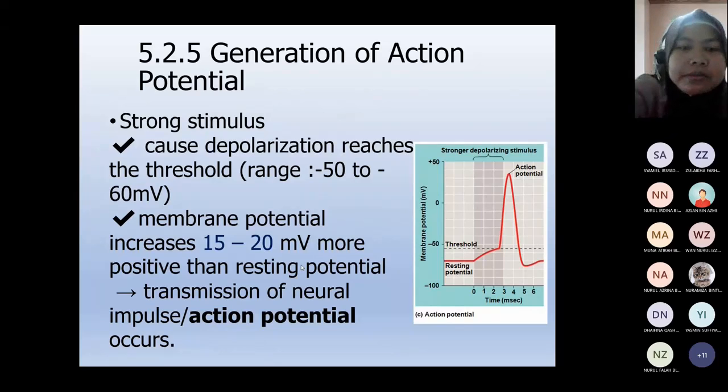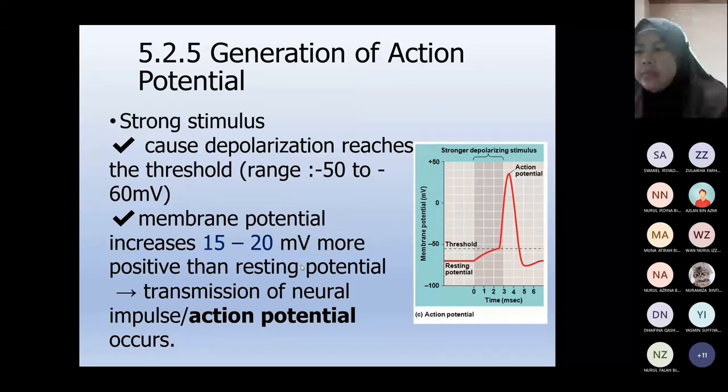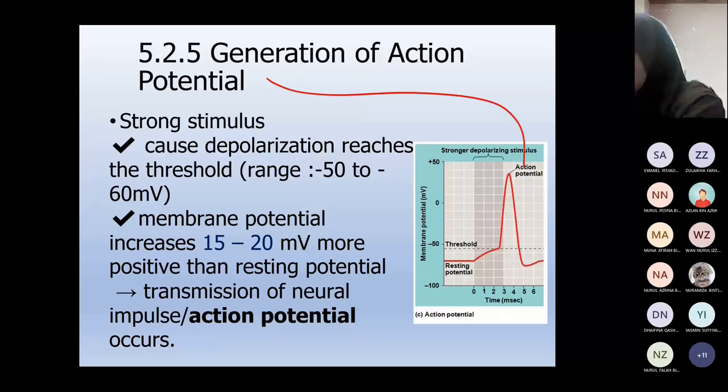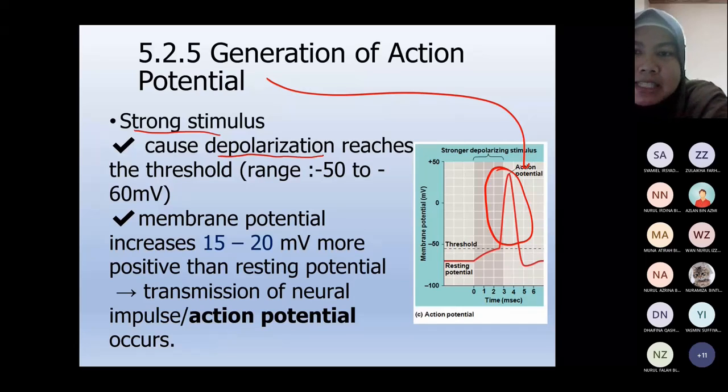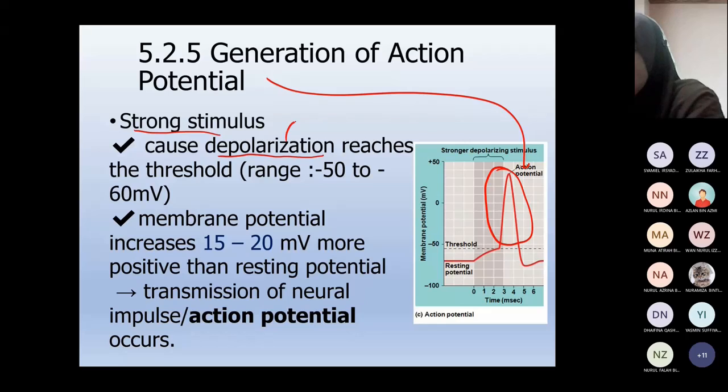Okay, let's continue. Next part is the generation of action potential. Remember, to generate an action potential, it must be a strong enough stimulus. What does it mean by strong enough stimulus? It must cause depolarization. Remember what depolarization means? What is depolarization?